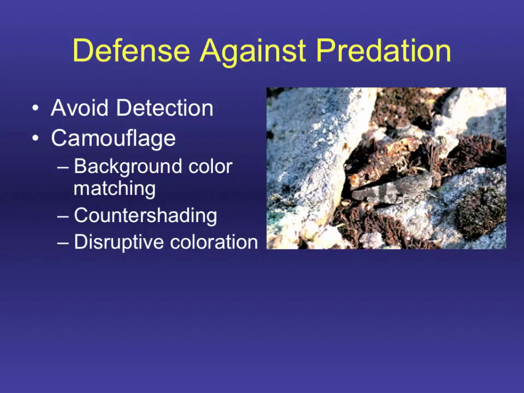Disruptive coloration, which is where you have either colors or shapes that help break up your outline or silhouette, or you have structures that project out away from your silhouette to help break up your outline, so it makes you harder for predators to see.